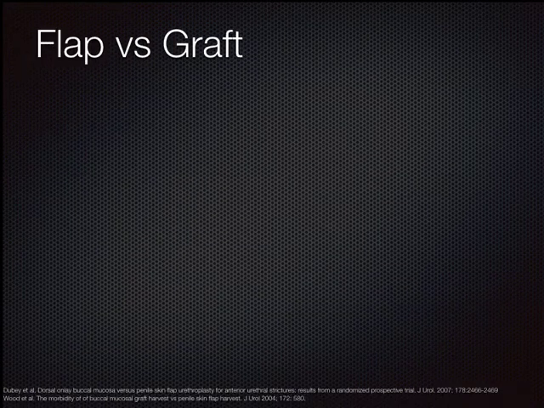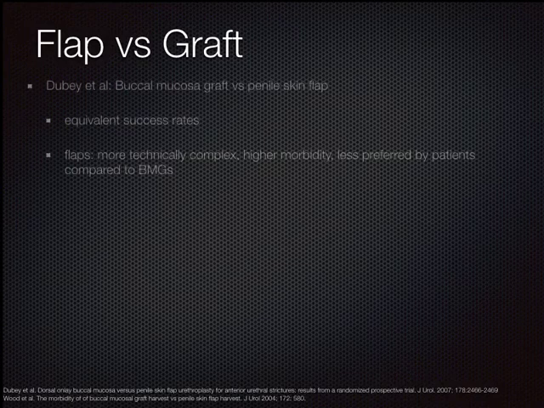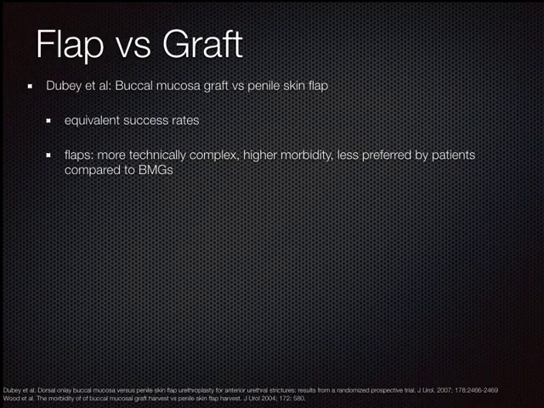So the next thing to talk about is grafts versus flaps. Initially, the choice of a graft versus a flap was a source of a lot of controversy in the field of reconstructive urology. The first prospective randomized trial comparing the 2 techniques was performed by Dubé, who compared buccal mucosal graft to penile skin flaps in 55 patients for anterior strictures. They found equivalent success rates between the 2 groups. However, the penile flap procedures were more technically complex. They were associated with higher morbidity, and they overall were less preferred by patients compared to buccal mucosal grafts.